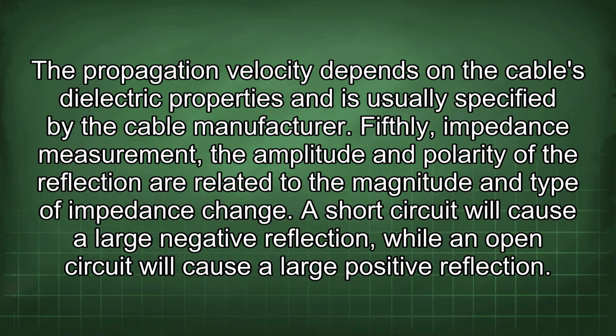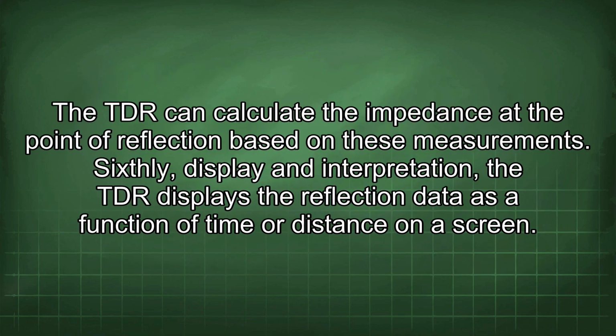Fifthly, impedance measurement. The amplitude and polarity of the reflection are related to the magnitude and type of impedance change. A short circuit will cause a large negative reflection, while an open circuit will cause a large positive reflection. The TDR can calculate the impedance at the point of reflection based on these measurements.